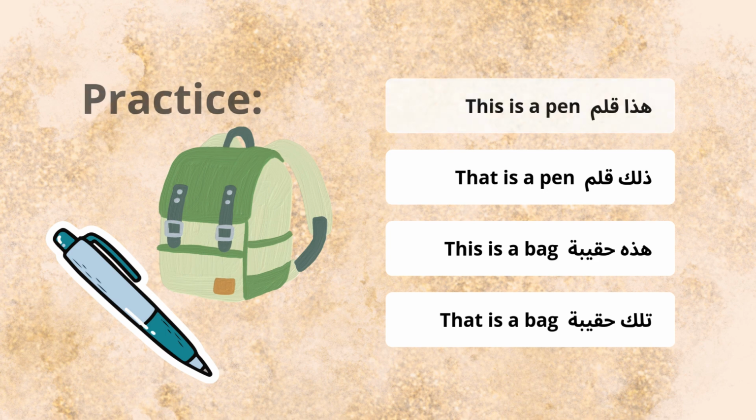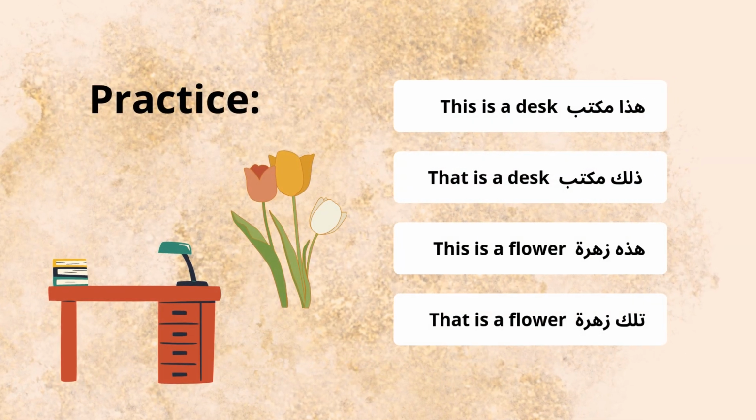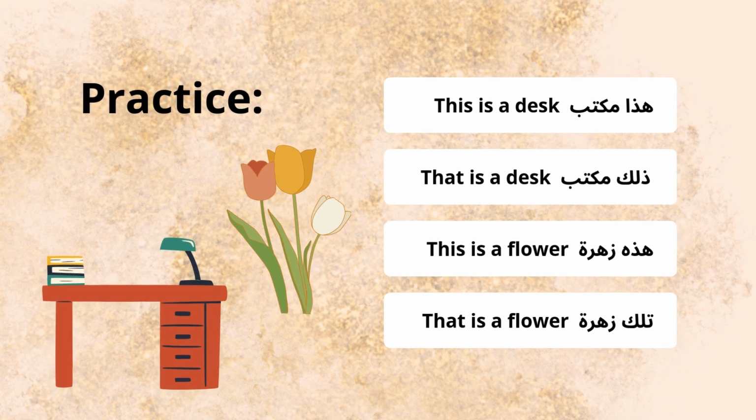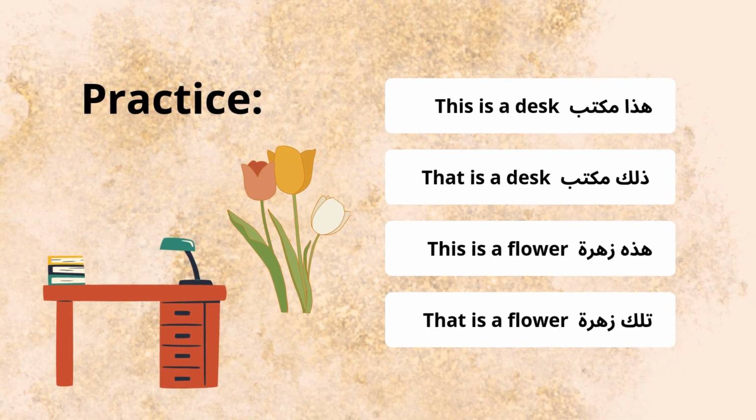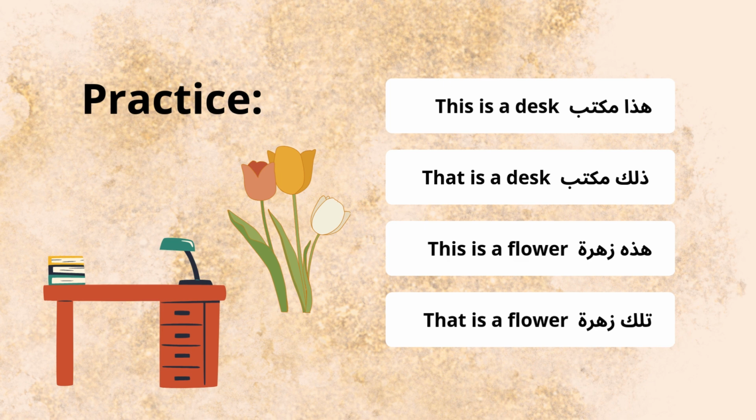Let's go to the next example. هذا مكتب. Again we find out the word مكتب is masculine, not feminine, so we have used هذا. And in the next example, you can see we have used ذلك. هذا مكتب means this is a desk, and ذلك مكتب means that is a desk. هذا again is used with only masculine words, and ذلك also is used with masculine words. The difference between هذا and ذلك is their meaning. هذا is used for this, ذلك is used for that.